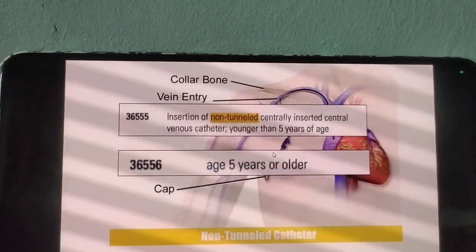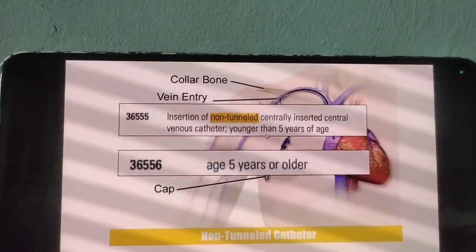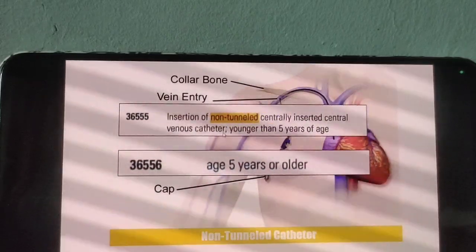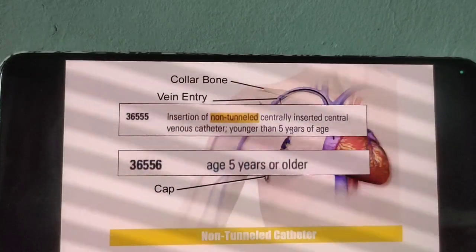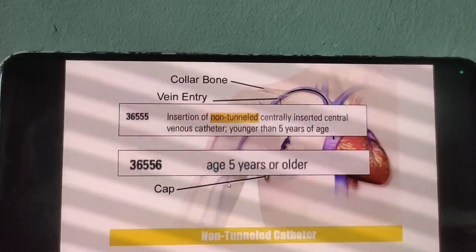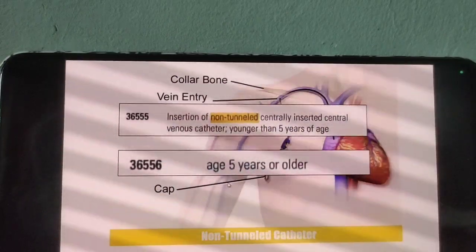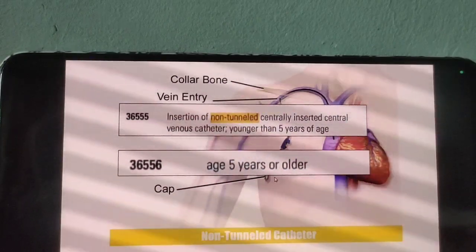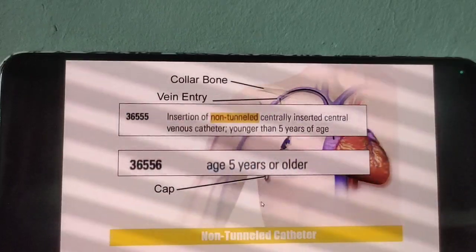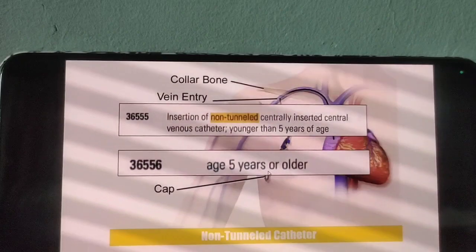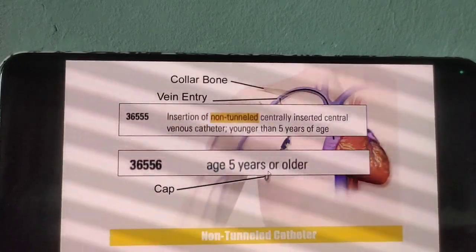Tunneled, permanent basis. For CICC, centrally inserted central venous catheter, non-tunneled: younger than 5 years of patient age, 36555. Five years and older, 36556.